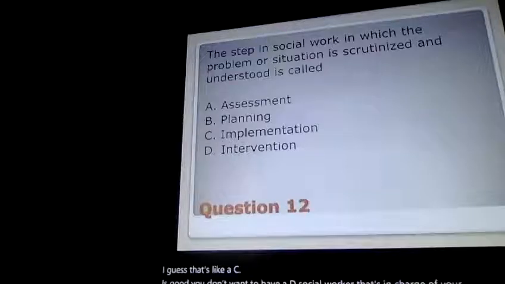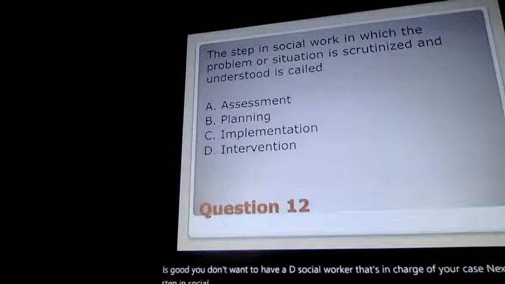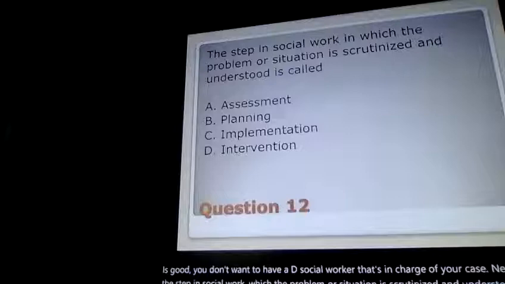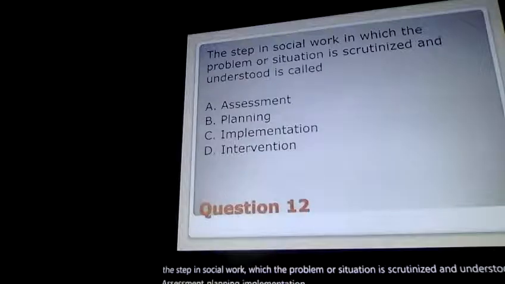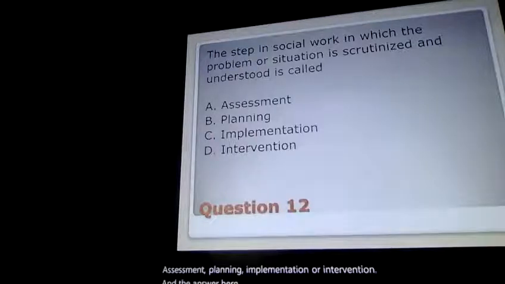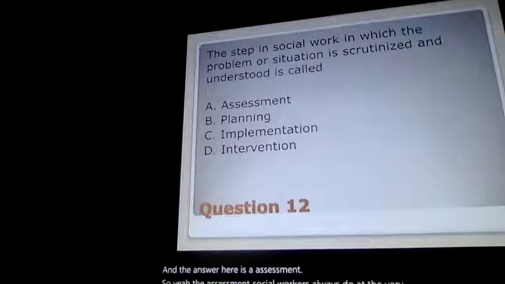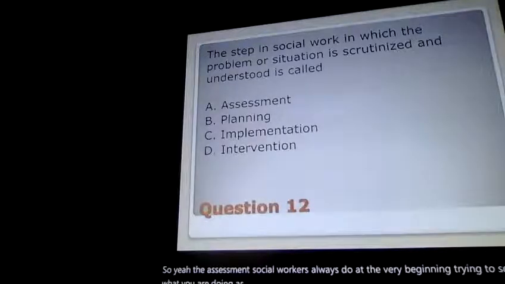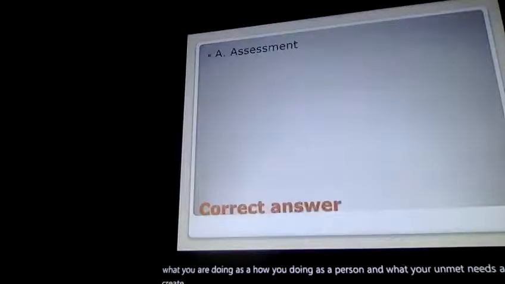Next question. The step in social work in which the problem or situation is scrutinized and understood is called assessment, planning, implementation, or intervention. And the answer here is A, assessment. So yeah, the assessment, social workers always do at the very beginning, trying to see how you're doing as a person and what your unmet needs are. So you can create a treatment plan and some goals.